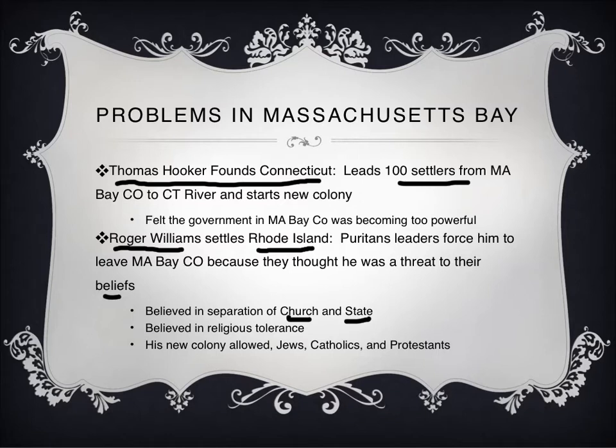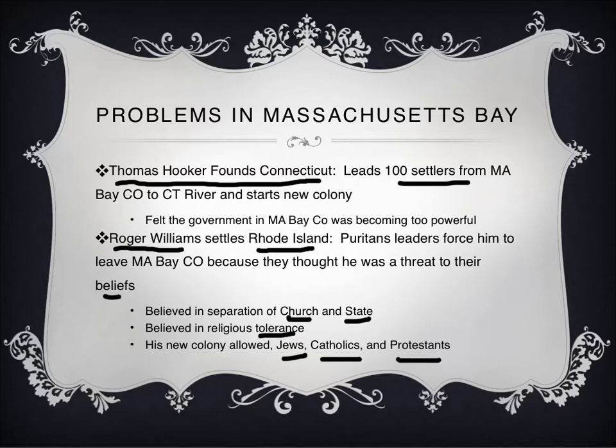He also believes in religious tolerance, right? He feels that, hey, we came here seeking religious freedom. Why don't we allow other people to come to our colony and practice the religion they want? Ooh, they don't like that at all. So when he leaves and forms Rhode Island, his new colony allowed Jews, all Protestants, and even Catholics to come and practice their religion freely. So look at Rhode Island. Separation of church and state, religious tolerance, and accepting of all other religions, especially Jews, Catholics, and Protestants. All right, so there you go.